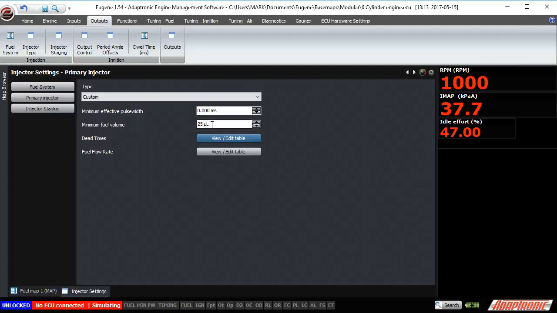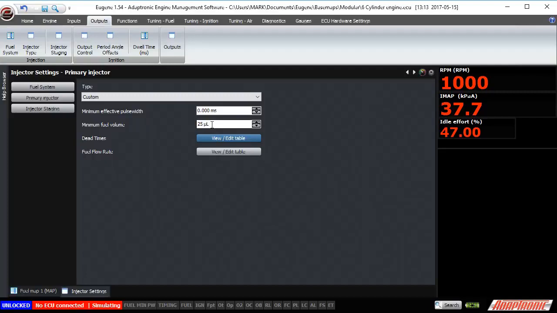Now, secondly, the ECU calculates the effective on time based on the known fuel flow rate of the injector in cc's per minute, which is from the fuel injector settings, which I'll explain in a second, and the volume that needs to be delivered.